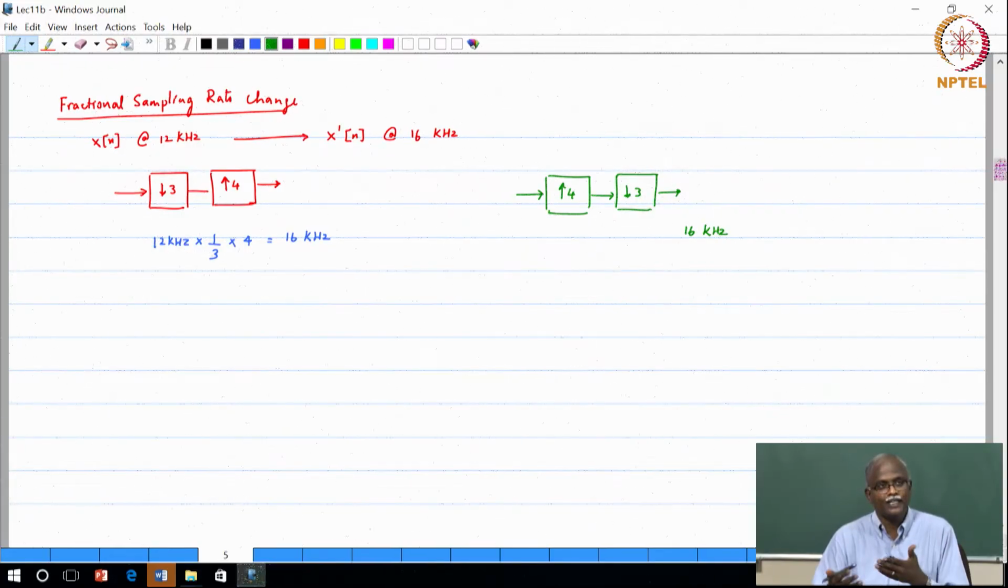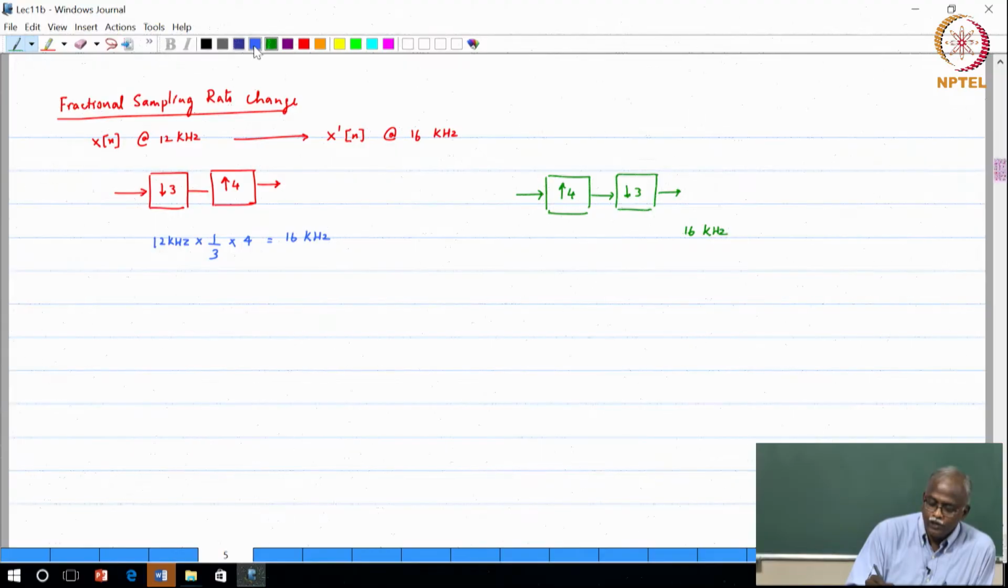So, is there a possibility, are these two the same? Let us analyze this a little bit, and it will give us a lot of insight. Let me label the signals: this is x of n, this is x1 of n, this is x1 prime of n. Can you write for me the time domain expression? x1 prime of n is x of 3n, that is the downsampling. That is equation 1.